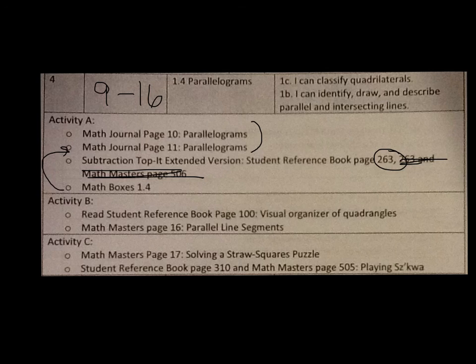Again, once you complete the top 3, the math journal pages, you need to show your teacher and get it checked off. When you're done with all of part A, so all 3 of the journal pages and playing the game, you will then go on to activity B or activity C. For both of these, you need a math master. The math masters are always found in the middle room up on top of that cart.